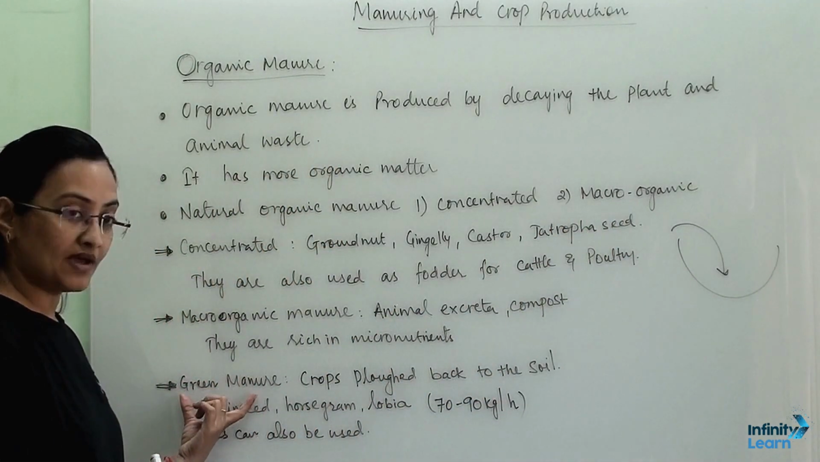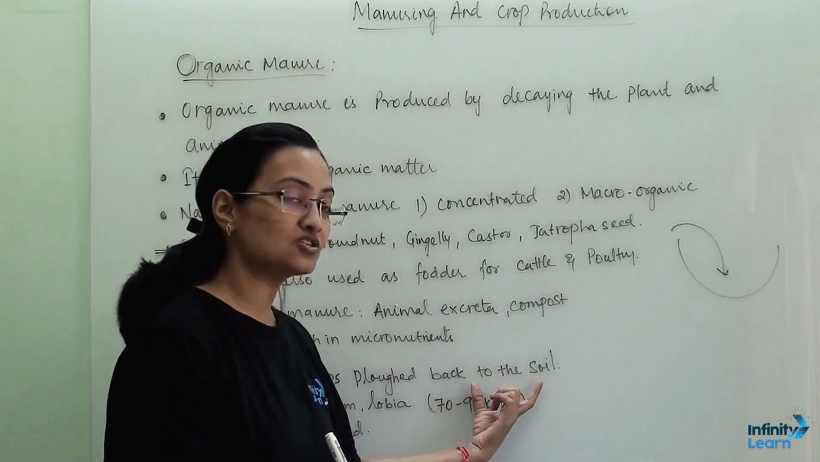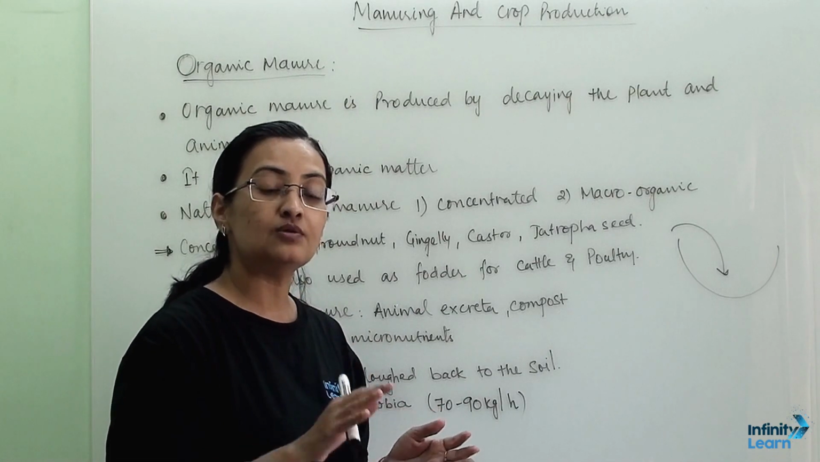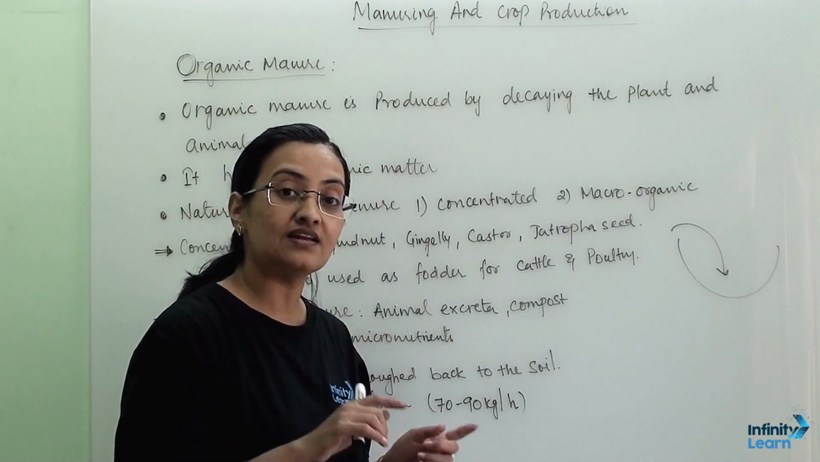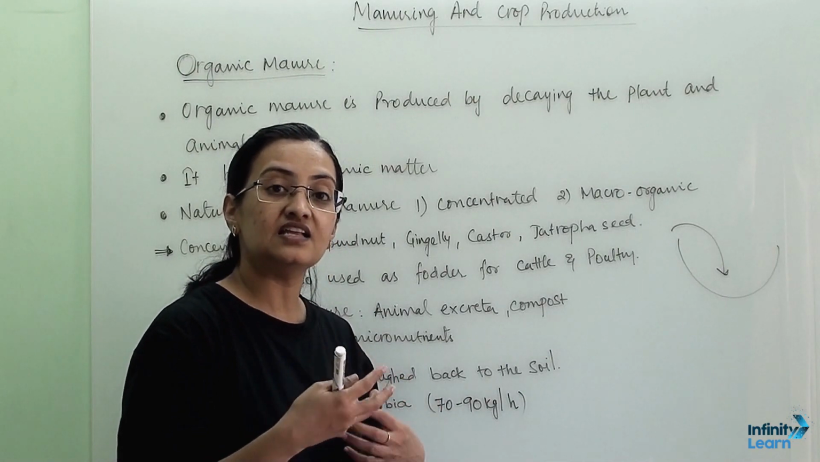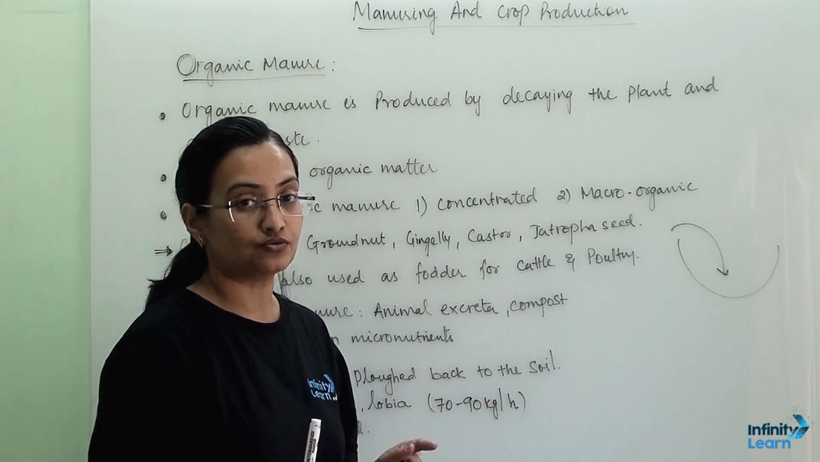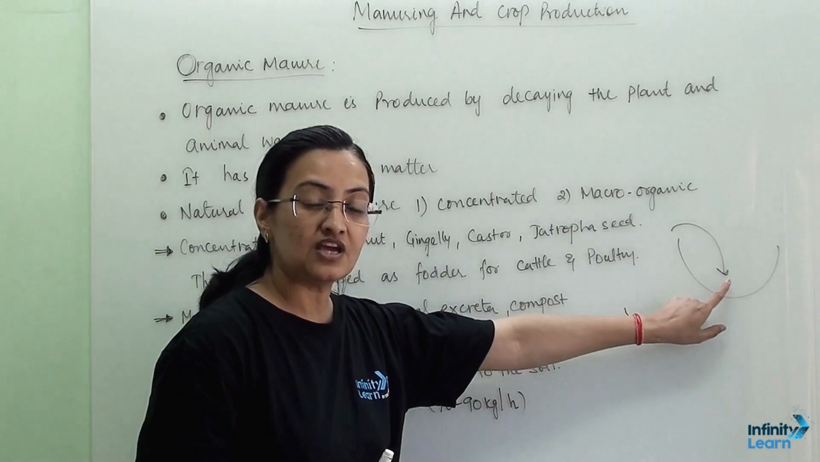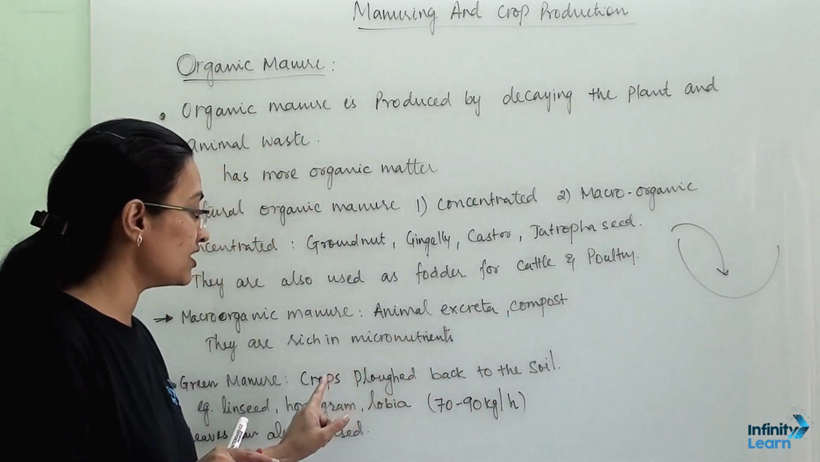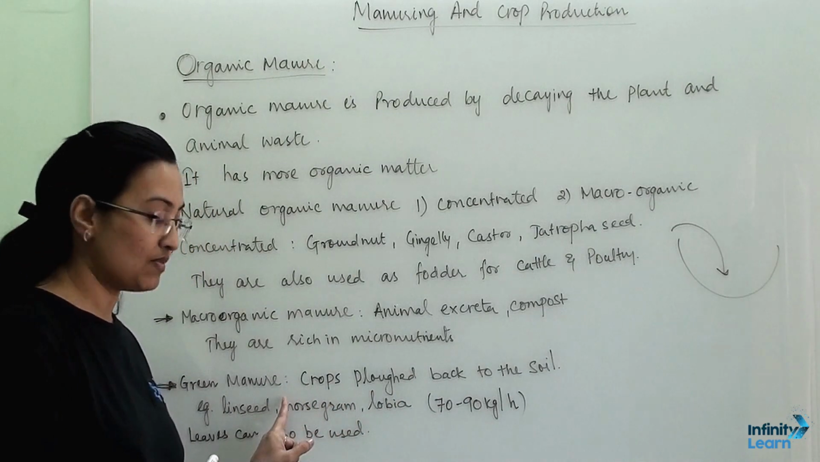Then comes green manure. Now what is green manure? The crops are plowed back into the soil. Once we have taken a crop, the farmer again plows it back into the soil so that it gets mixed with the soil. Again they decompose in the soil and give all the nutrients back to the soil. Whatever method we follow in one specific area is followed in the entire area of the field. That is termed green manure.